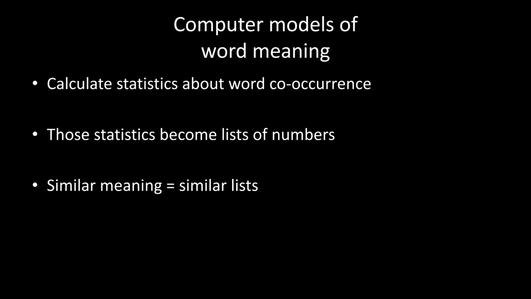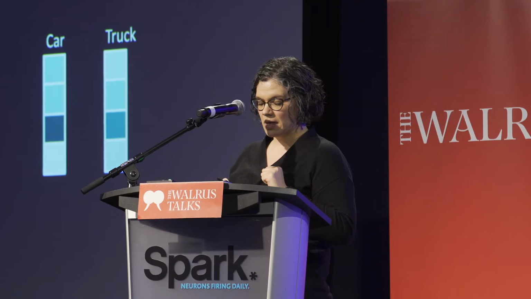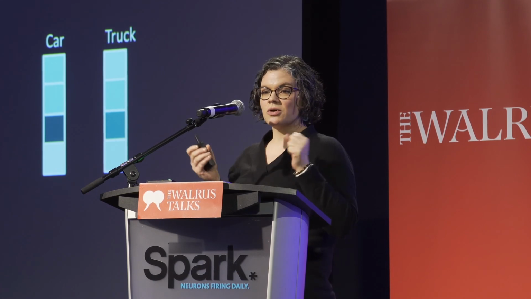And so what computer models of word meaning do is leverage that fact in order to build models. So we're going to calculate statistics about the word co-occurrence, when two words occur together, and we're going to turn those statistics into lists of numbers. When words have similar meaning, they will have similar lists. So here I'm representing the numbers with the color blue, and if it's more blue, then it's a larger number. And so these two words, car and truck, I've made a short list here, and because car and truck are similar, they have similar lists of numbers, but they're not exactly the same. So we can use this idea of lists of numbers in order to tell if two words are similar.